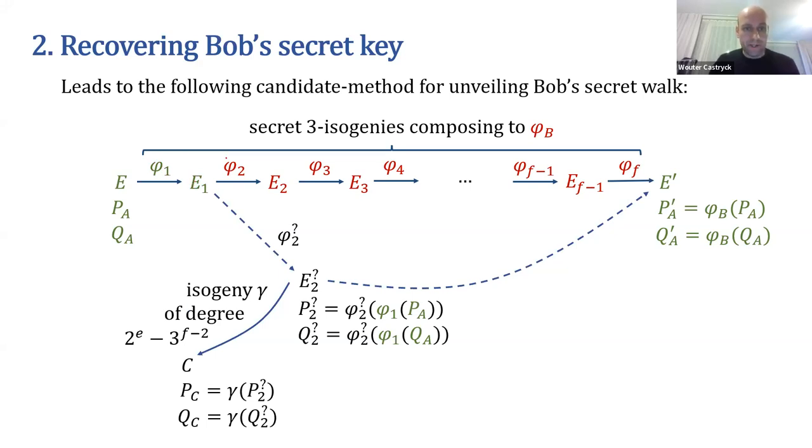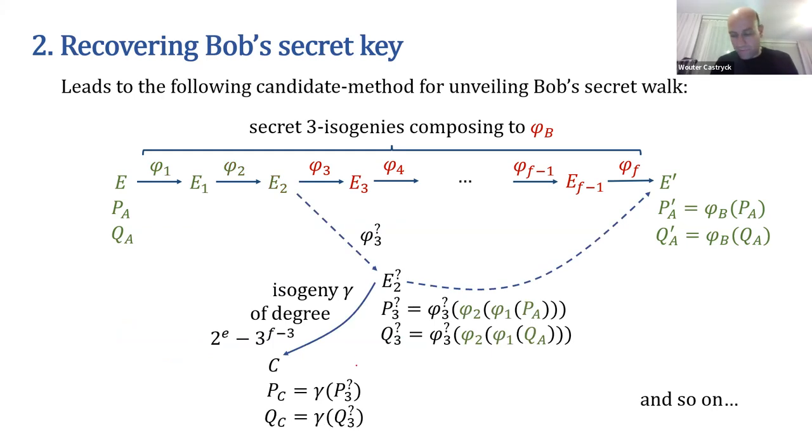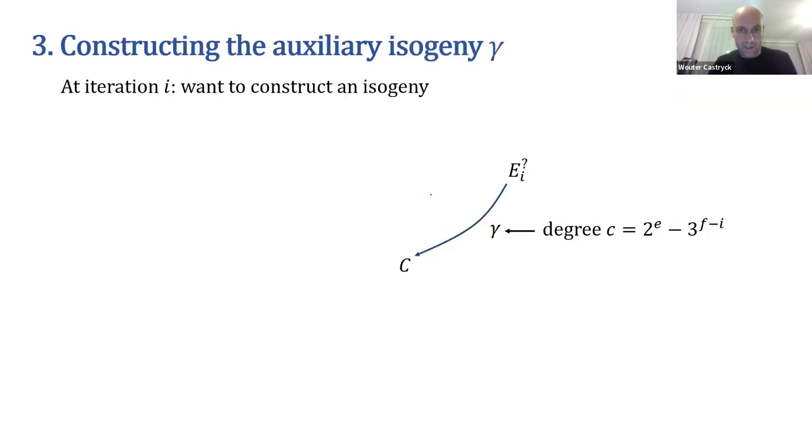Then we again have 3 guesses for the second step. We play the same game. So we land on a candidate for the second curve, E2 question mark. We have candidate points, P2 question mark, Q2 question mark. We now have to construct an auxiliary isogeny of degree 2 to the E minus 3 to the F minus 2. And we check for reducibility and so on and so on. And this is how we reconstruct the path.